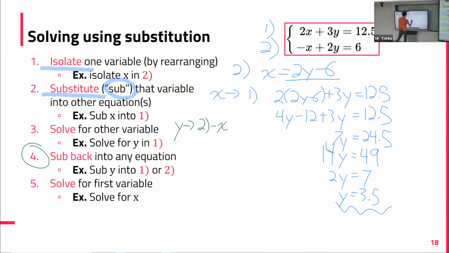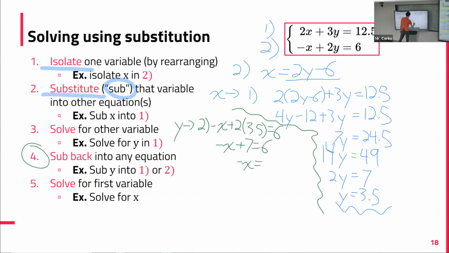So negative x plus 2 times 3.5 equals 6. x plus 7 equals 6. Negative x is negative 1, so x is equal to 1. So looks like our solution is 1, 3.5. And we can check our solution very easily by just substituting into our original 2 equations.